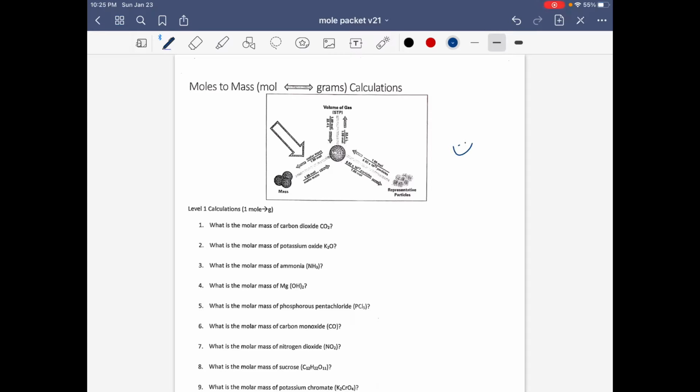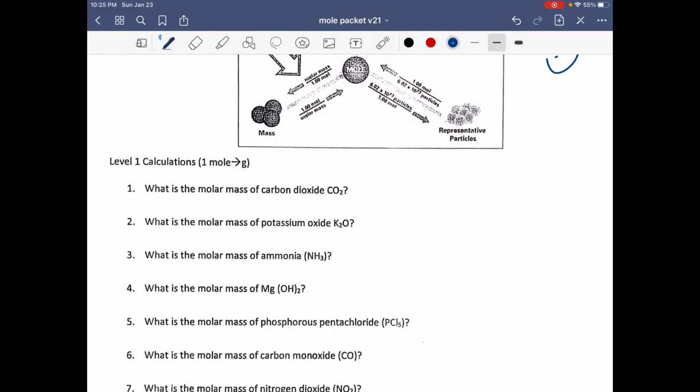Good morning, guys. So we're going to be doing examples from this mole packet, starting with the first one. What is the molar mass of carbon dioxide, CO2?